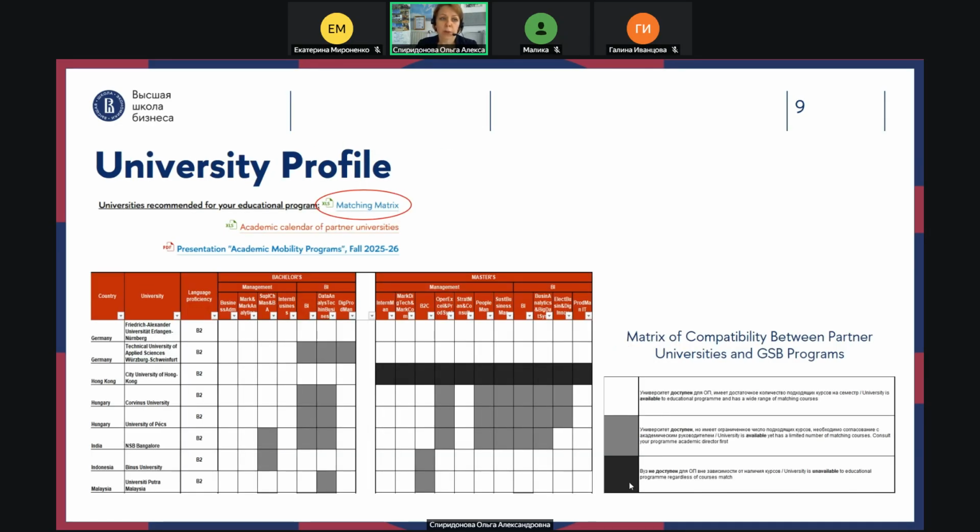You also have to pay attention to this matching matrix. It's a matrix of compatibility between partner universities and GSB programs. So you see your program, you see the country, the university, the level of English, and you see if this university is available for your educational program. If it's okay, it's colored white or gray, dark gray. You can have a look and see if that university is okay for you.